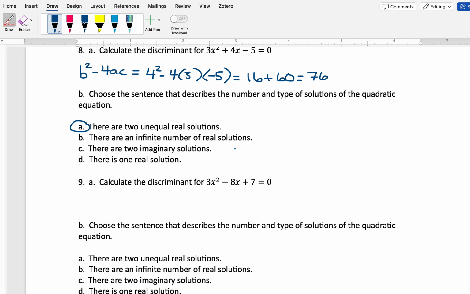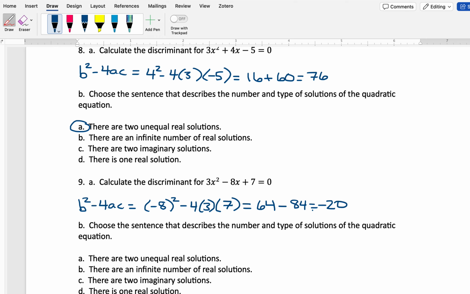Okay, we're going to do another example here. So first we're going to calculate b squared minus 4ac. So plug in our values. B is negative 8. Again, we want to be careful with squaring that. Minus 4 times 3 times 7. So when we square negative 8, we get positive 64. And 4 times 3 times 7, that's going to be 21 times 4, which is 84. So 64 minus 84, which is negative 20.